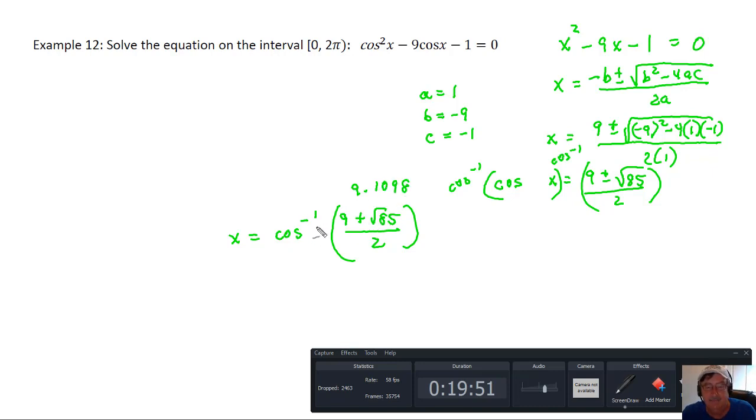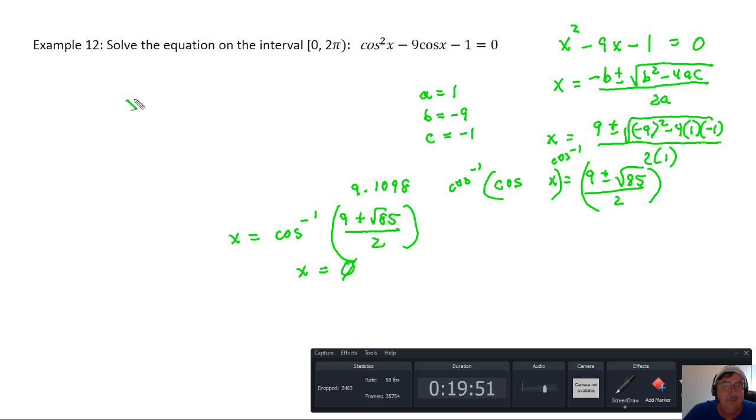Remember, the inverse cosine can't take a number larger or smaller. It's got to be between negative 1 and 1. So here's one of those problems I told you early on in the lesson, you may not have a solution. Not all trigonometric equations have an answer, so this one is no solution.